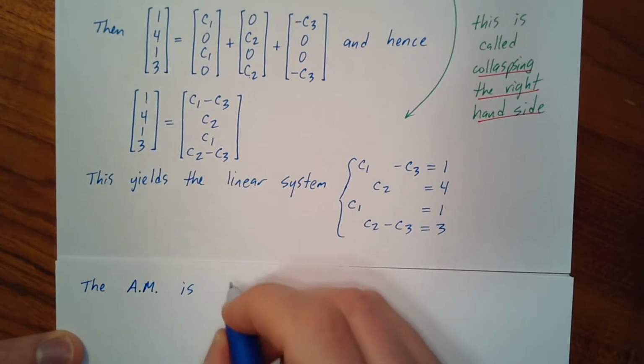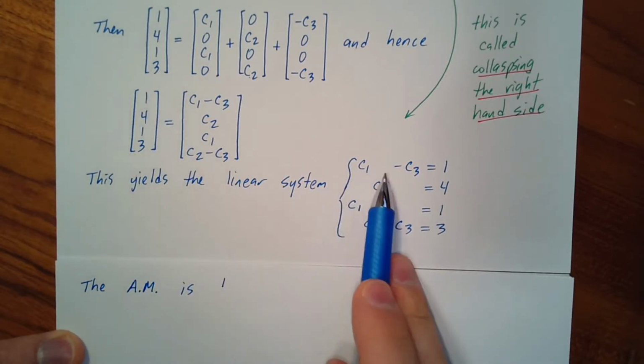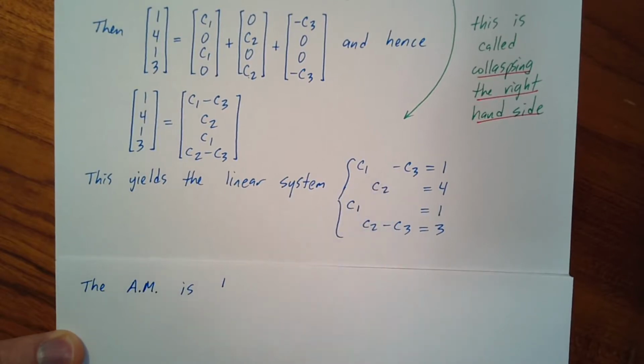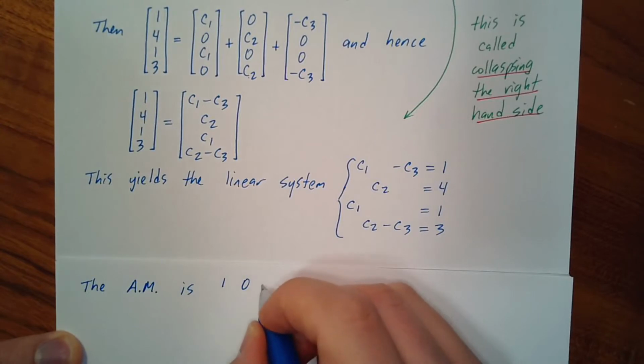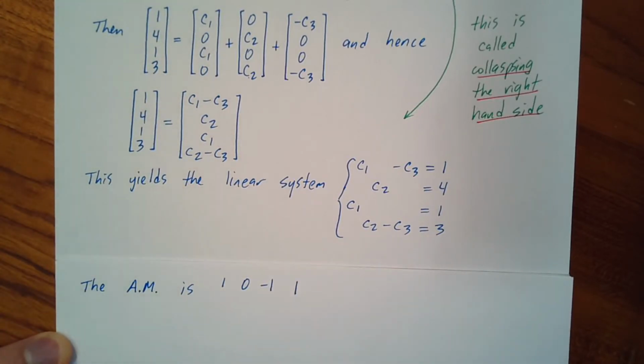The first row is going to be 1, because the coefficient of C1 is 1, right? The coefficient of C2, well, there's no C2 in that equation, so we're going to have a 0, and then C3 has a coefficient of -1. So that is going to be our first row with a 1 on the right-hand side. And we're just writing down an augmented matrix here, so I'll do the next 3 rows a little more quickly.